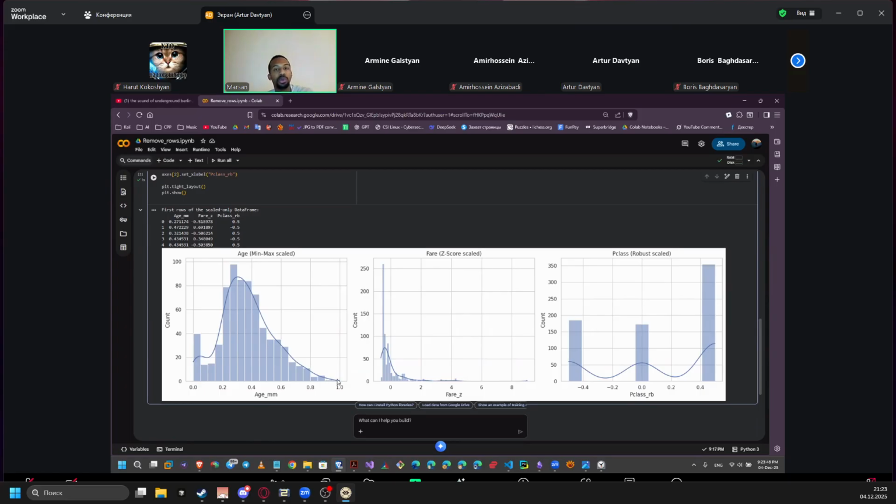I just wanted you to say that. Okay, so the min-max defines all the values that we had between a specific interval, 0 and 1. And as all the ages were between 20 and 40 years old in the Titanic, this is why the curve is really high and thin, because min-max compresses the distribution.